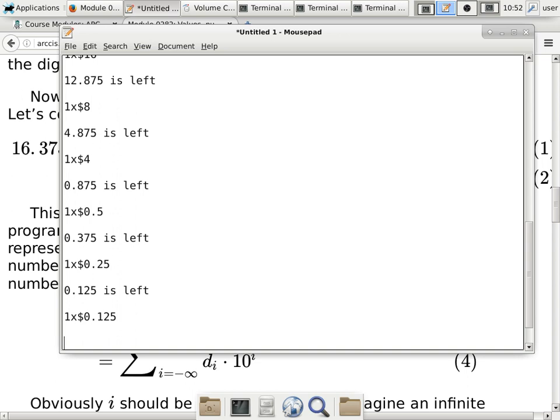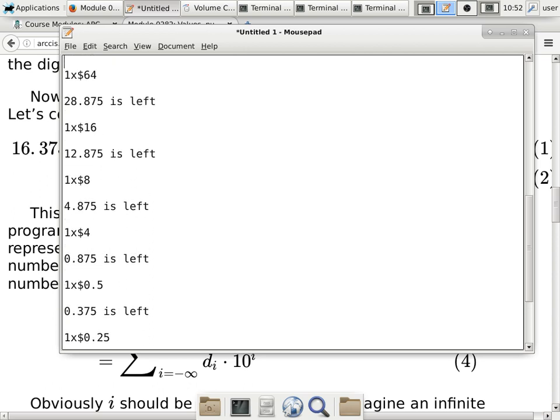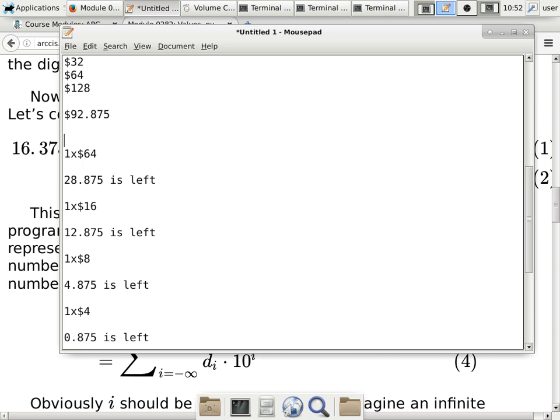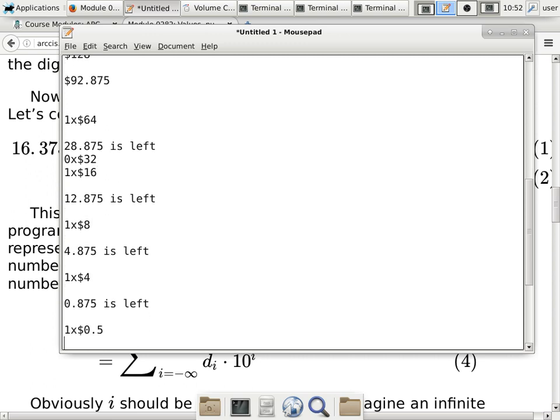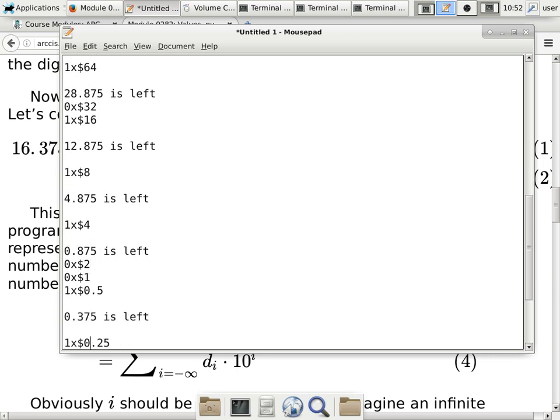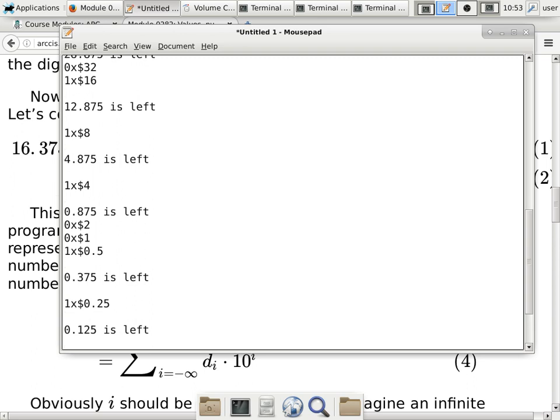Okay, let's fill in the gaps here. There are gaps that make this not look like a binary number, so we'll go ahead and fill them in. We have one $64 bill, but what I didn't say is we have 0 $32 bills. It's pretty easy. 16 goes to 8, 8 goes to 4. 4 doesn't go half, immediately, so I'm missing a $2 bill. I'm missing a $1 bill, right? Now I have a binary number.